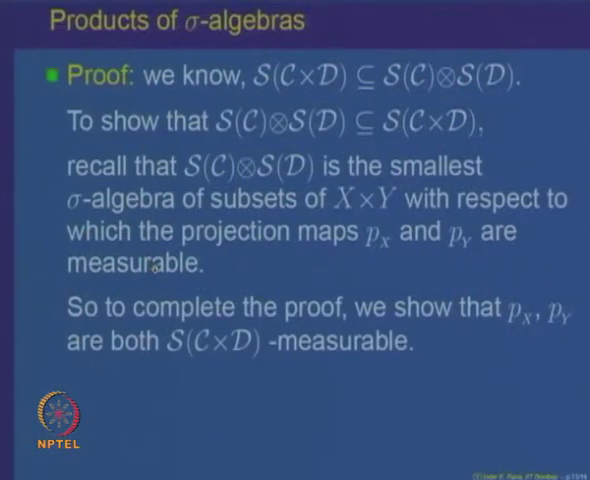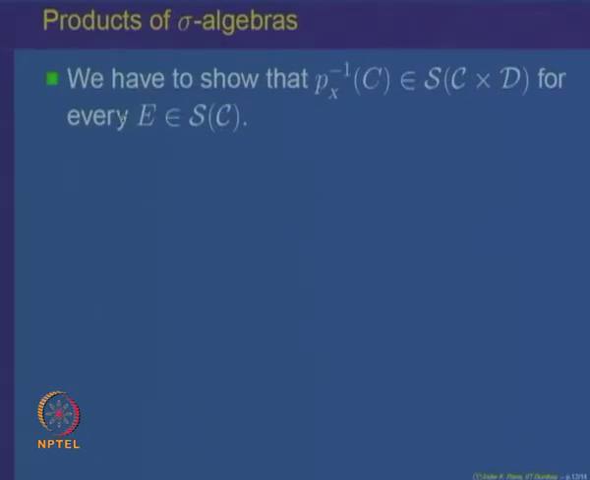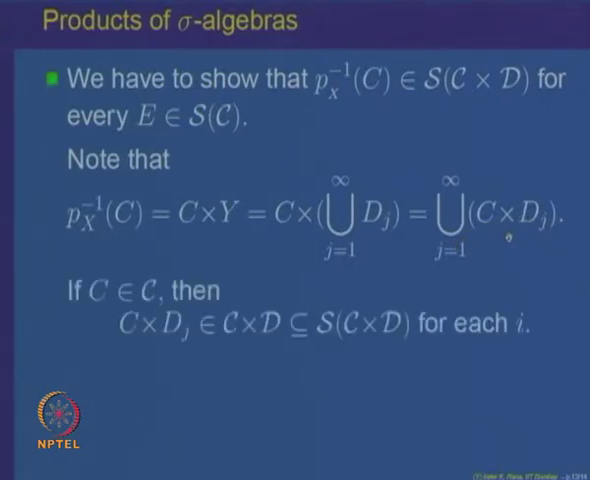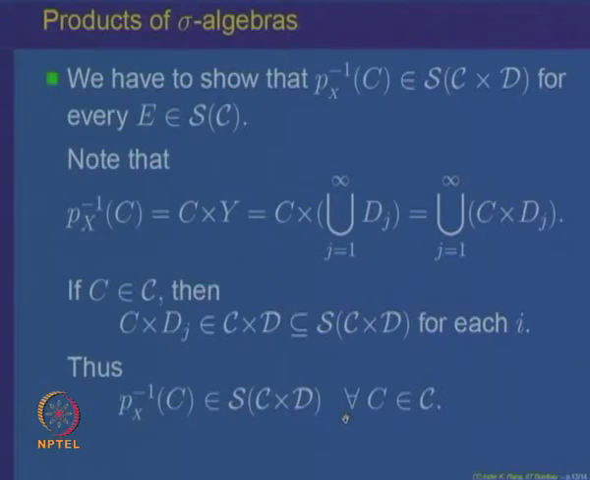So, this is a useful theorem. We look at a consequence of this, which is just a repetition of the ideas that I have said. To show that P_X inverse is measurable, we have to show this, and that can be written as P_X inverse of C, because Y is a countable union. So, you write this as a union, and the union splits into the union of C × D_j's, and if C belongs to C, then this belongs to C × D, which is in S(C × D). So, P_X inverse of C is an element in S(C × D) for every C belonging to C.